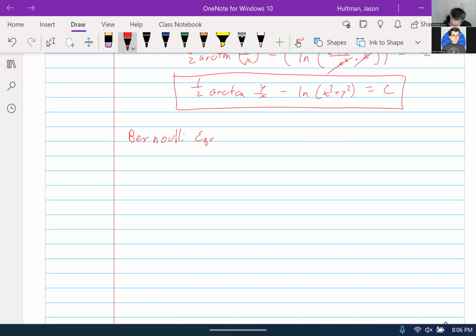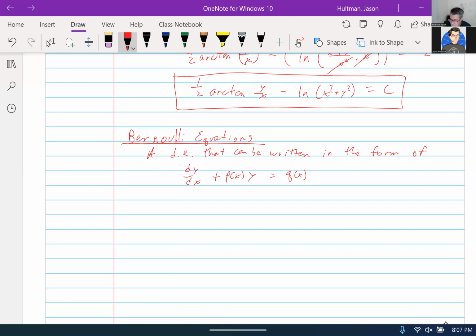But this is called the Bernoulli equation in differential equations. A differential equation that can be written in the form of dy/dx plus p of x times y equals q of x.